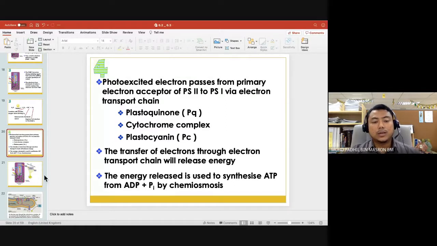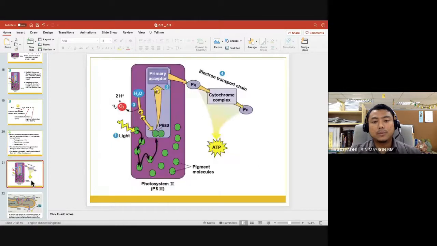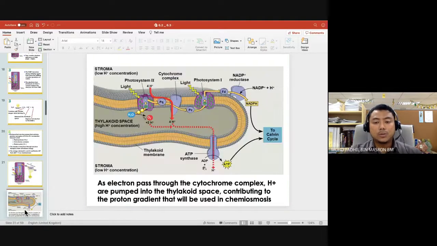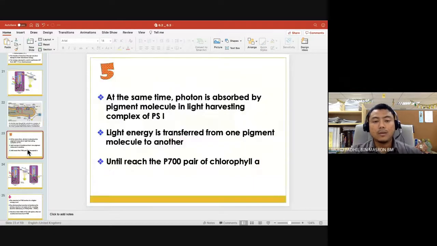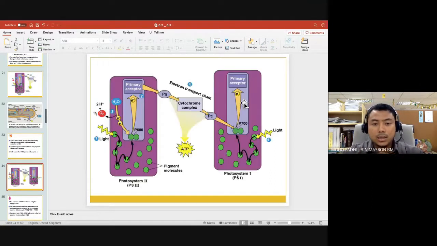Ini semua yang saya dah tunjukkan tadi. Okay, so inilah apa yang semua berlaku. So elektron ni photolysis of water pass pergi ke plastoquinone, cytochrome complex dan plastocyanin. Okay, so ini adalah chemiosmosis yang berlaku dekat bawah ni. Tadi saya pun dah cakap juga. Okay, and at the same time, photon is absorbed by pigment molecule in light harvesting complex of PS1. So PS1 tadi tu pun buat kerja dia juga at the same time. Okay, ini pun buat kerja, ini pun buat kerja juga.